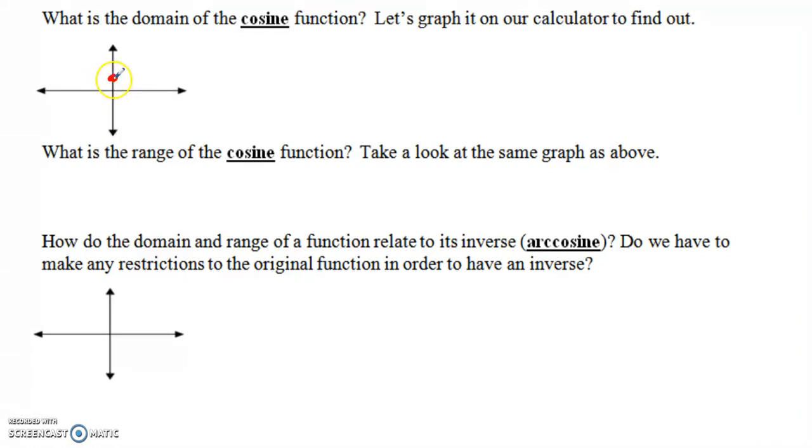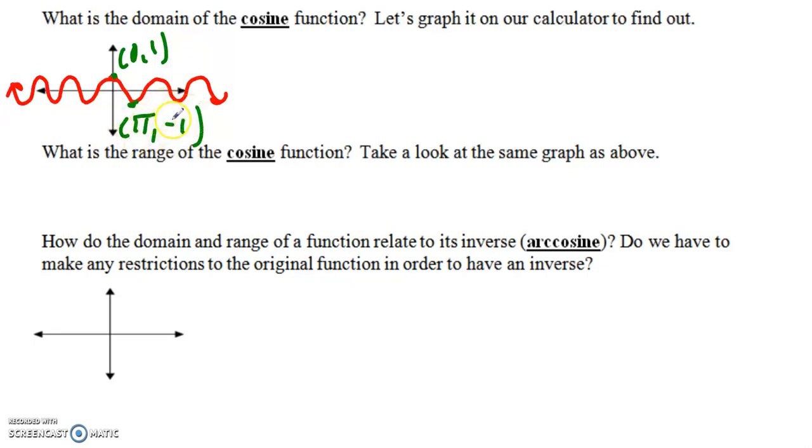Starts at 0, 1, goes down, up, and so on. This point is at 0, 1. Again, please trust me. This point is at pi, comma -1. That has to do with the unit circle, but we'll get to that in Unit 4. What is the domain of this cosine function? Well, never stops from left to right. So the domain, just like the sine function, is negative infinity to positive infinity.